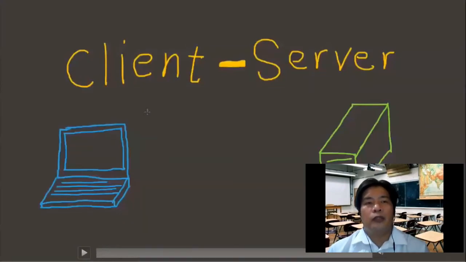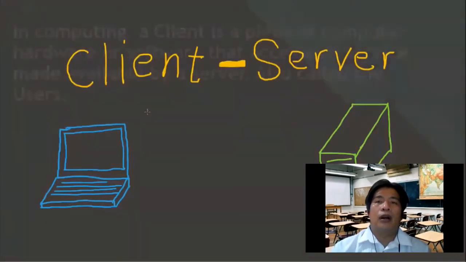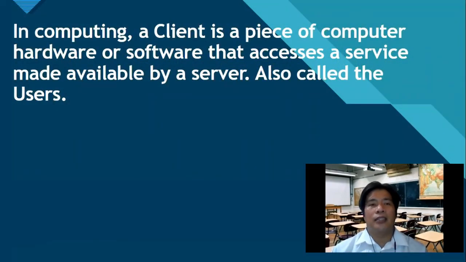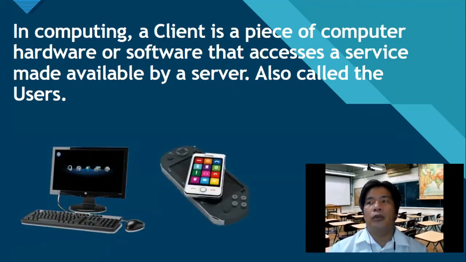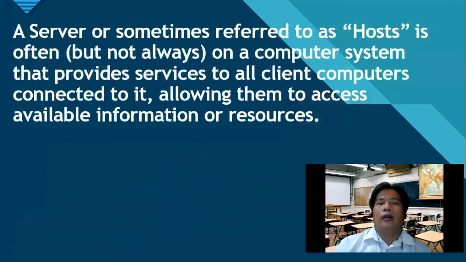So we have been using the terms client and server, but what exactly does a client and a server mean? In computing, a client is a piece of computer hardware or software that accesses a service made available by a server. Sometimes it could also be referred to as users. Clients can be a PC, a smartphone, a gaming console, or a tablet. Now, a server is often, but not always, a computer system that provides services to all client computers connected to it. It allows them to access available information or resources, and it is also sometimes called a host.